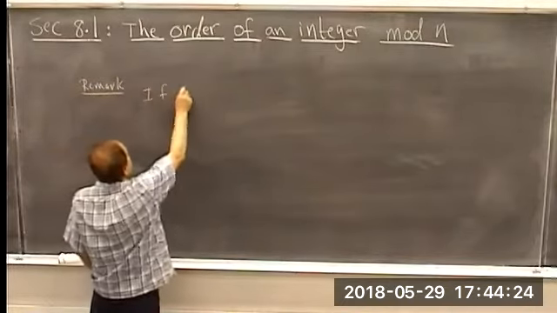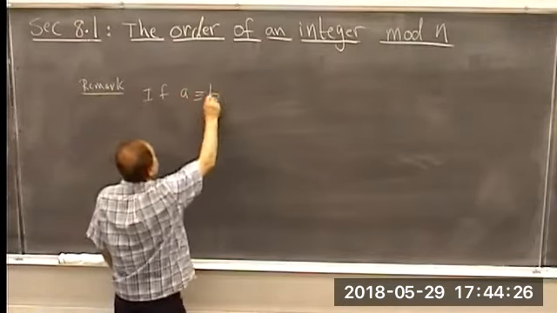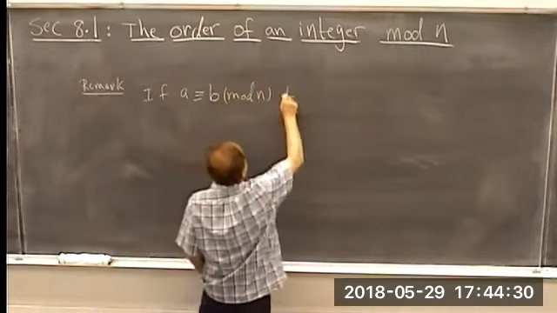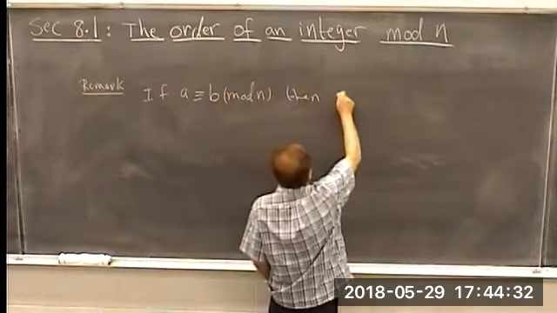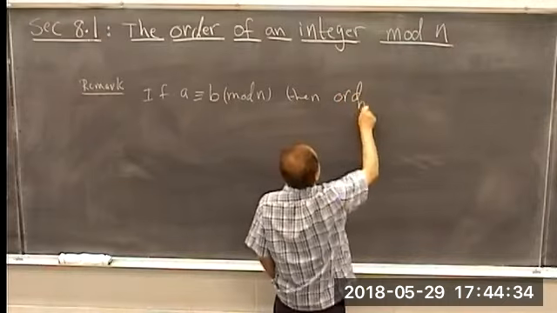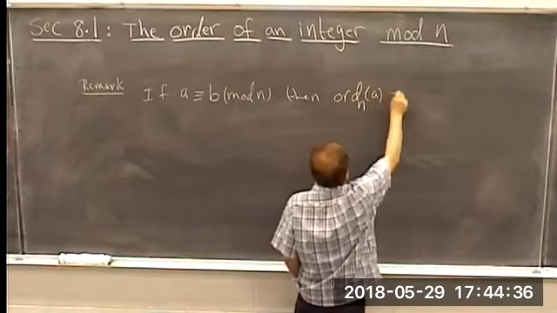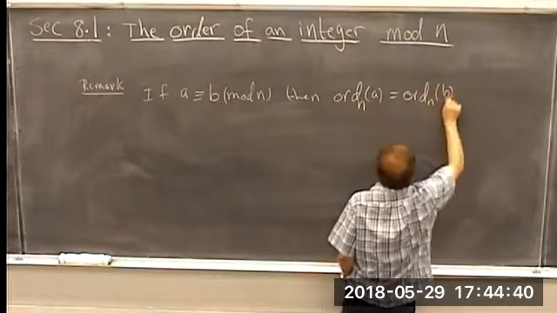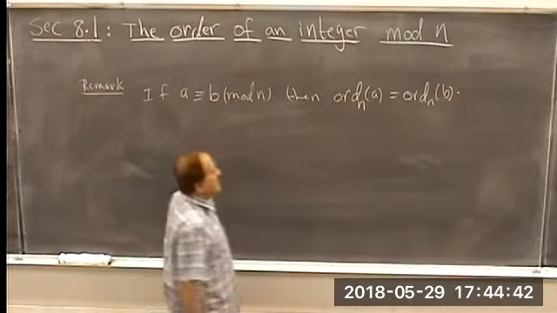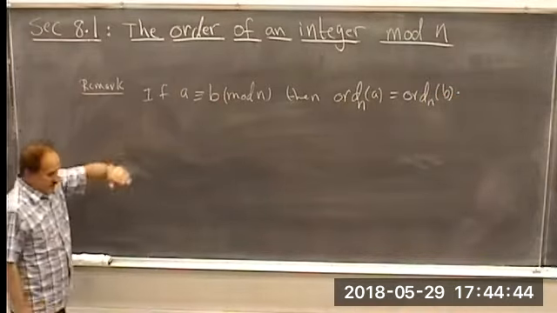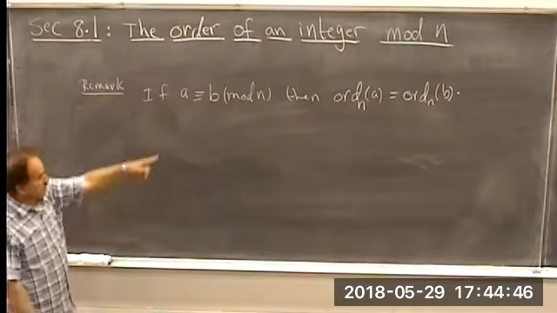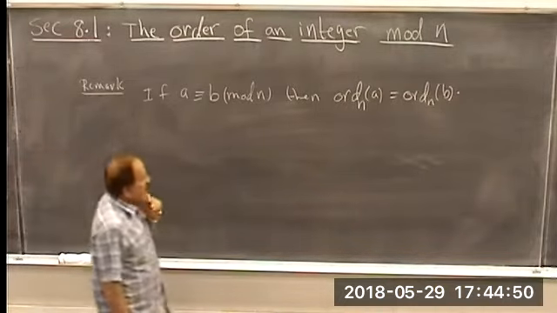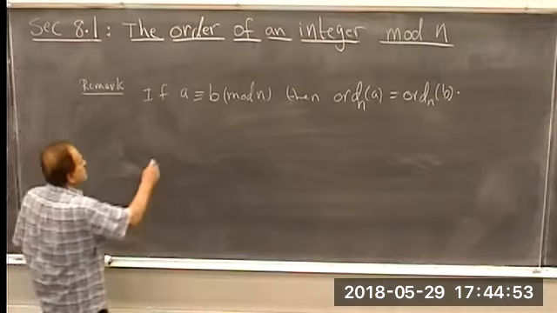If we have A is congruent to B mod n, then the order mod n of A and B are the same. And again, here is a place where I did not state that A and B must be relatively prime to n. So to be understood, if we're talking about order. All right? And this is very simple.